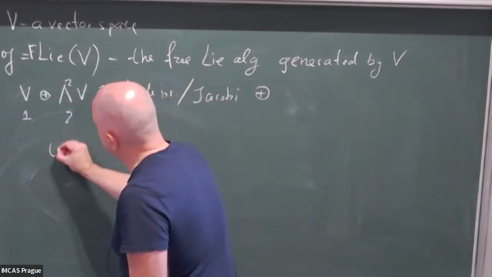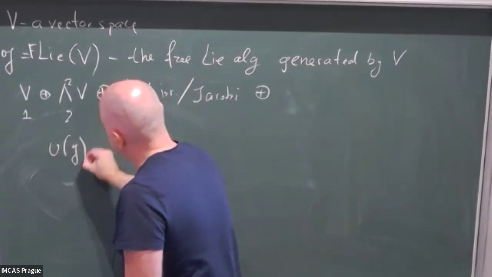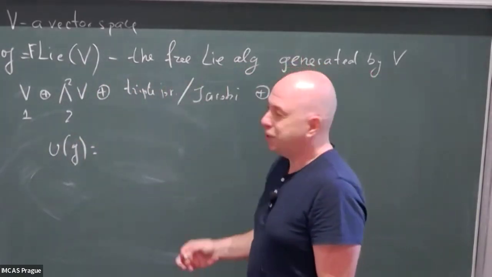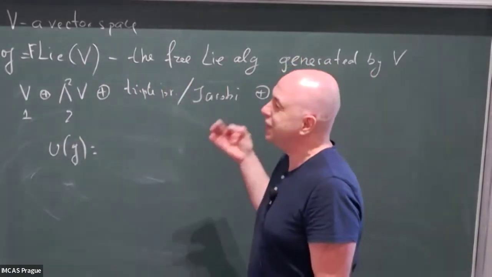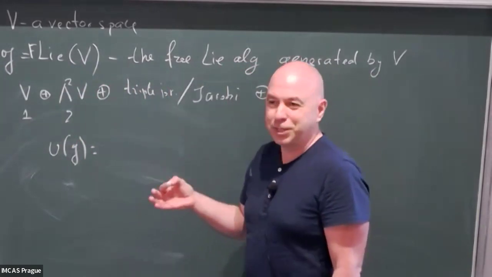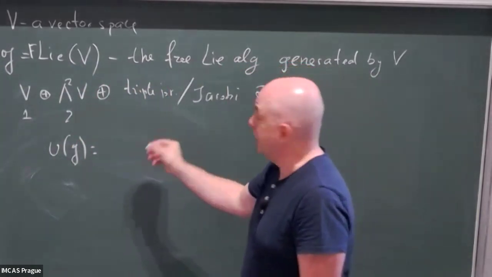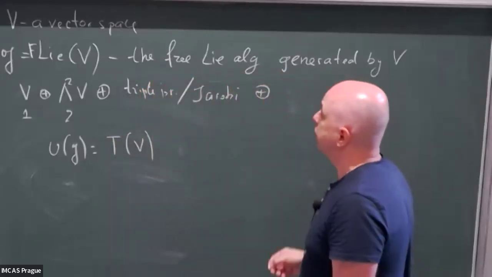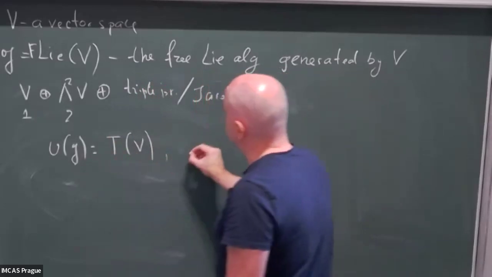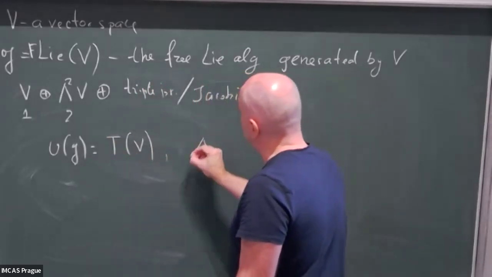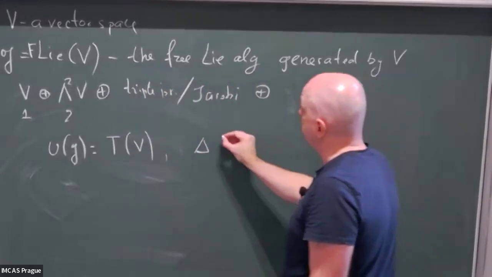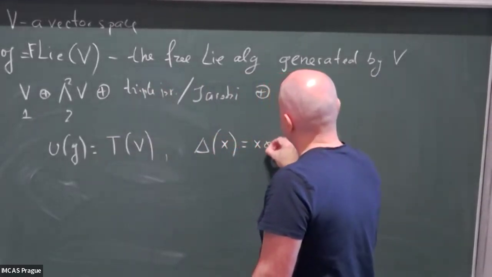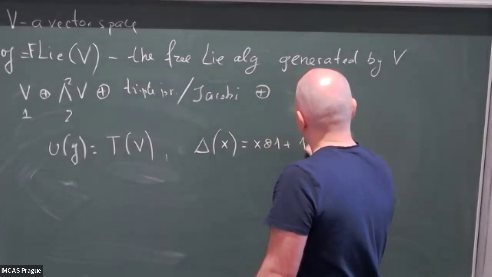So if you take U of G, you guess what we get? The universal enveloping algebra is an associative algebra. So it's natural to guess that what we get will be just the free associative algebra generated by V, right? It's a well-known result. And here the comultiplication is also given by the same formula, delta X equals X tensor 1 plus 1 tensor X.